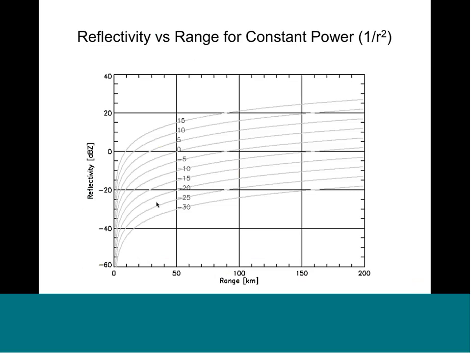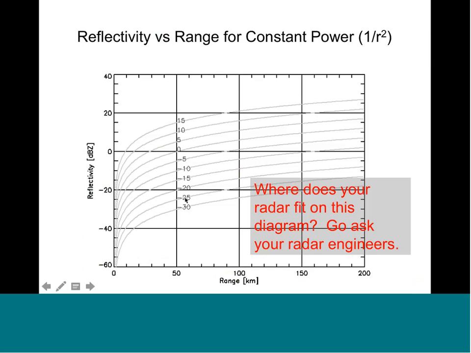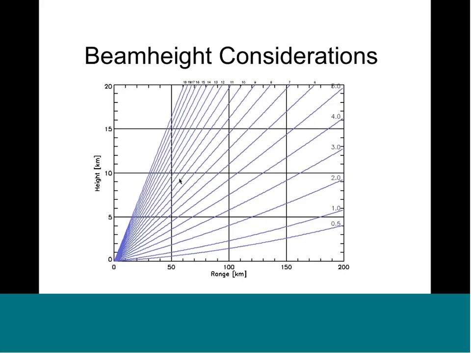So one of the questions that you should ask yourself is, what is the sensitivity of your radar? Here are different curves of that, the minimum curve, 1/r² curve of reflectivity versus range. The question that you should try to find out is, where does your radar fit on this diagram? The people that would really know this are your radar engineers. A typical radar at 50-kilometer range is about -10 to -15 dBz. The lower the value, the more you can see. So this is where you need to know something about your radar.